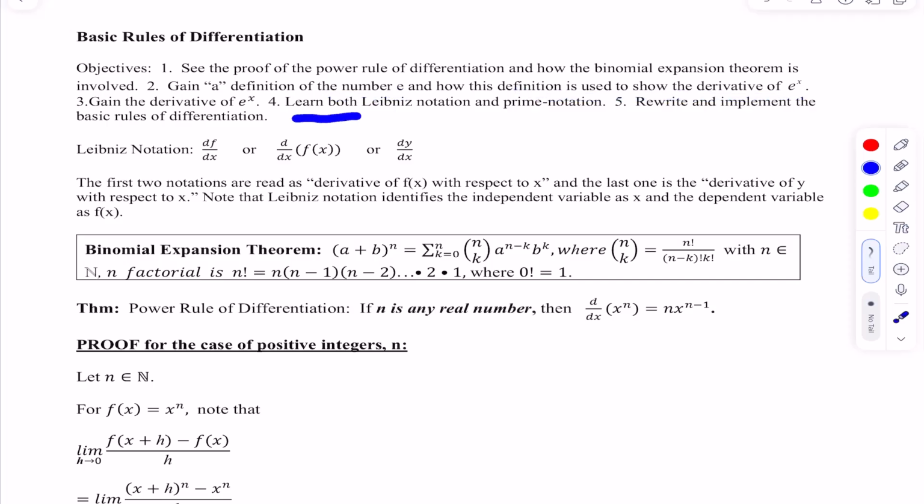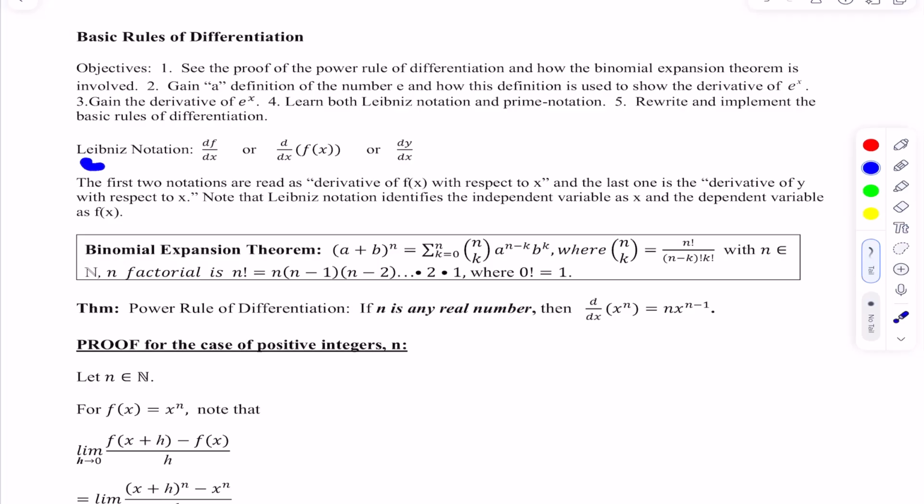You also need to learn both Leibniz notation and prime notation. Leibniz notation is a superior notation because it does indicate more labels and it often helps you tell a story, especially when you're working with applications regarding life sciences or the physical sciences. Make sure you're able to rewrite and implement the basic rules of differentiation.